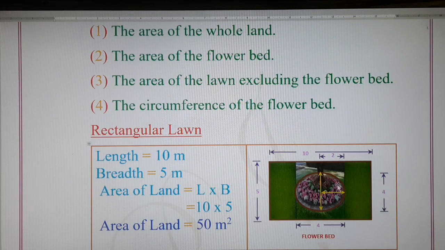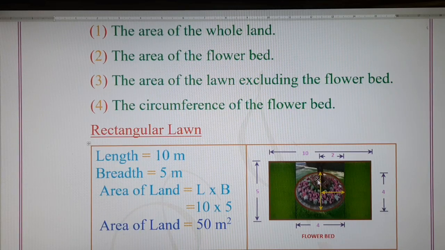This is a flower bed where flowers or plants are grown together, so it will be named as flower bed. And since flowers are grown, it is known as flower bed. In this particular picture, around a tree some flowers are grown, and this is known as the flower bed. It is in the center of the whole rectangular land.